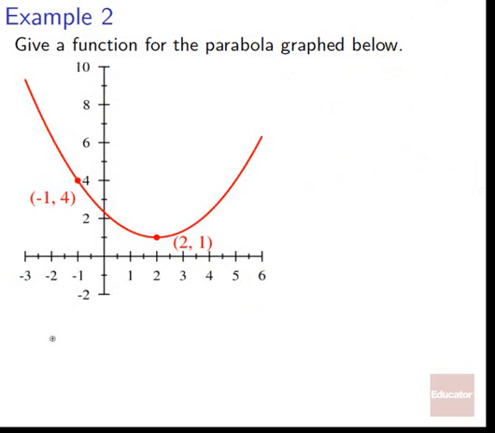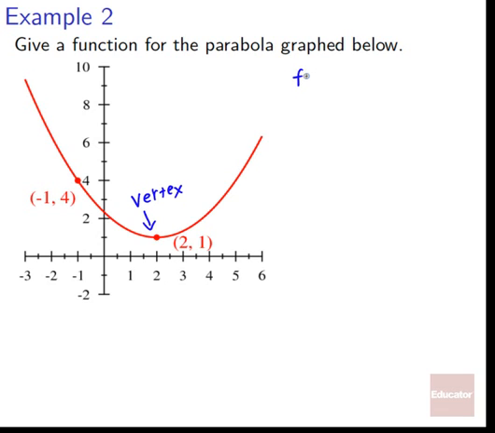All right, next example. Give a function for the parabolic graph below. So we've got this great new form, and look at that. It looks to me like we've got the vertex right here. It's pretty clearly the lowest point on that parabola, so it must be the vertex if it's the absolute lowest point on a parabola that's pointing up.